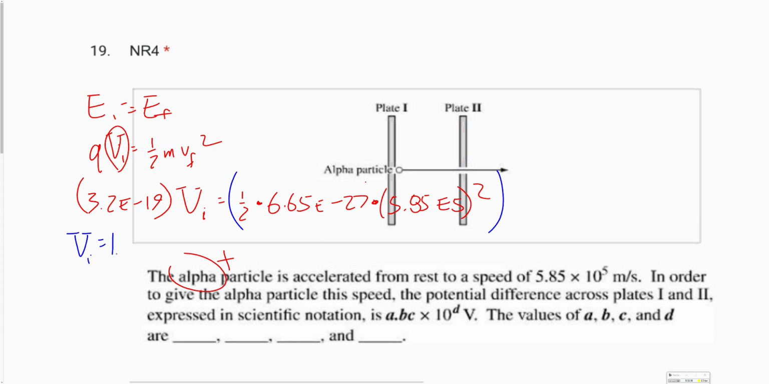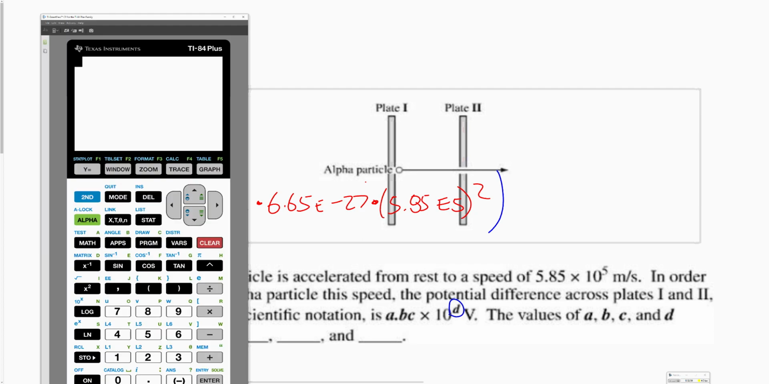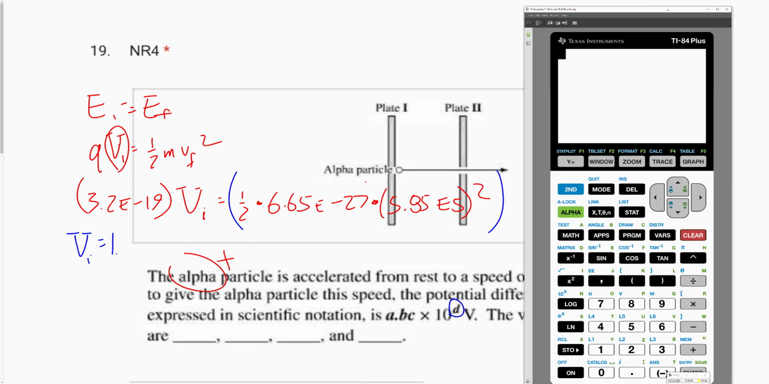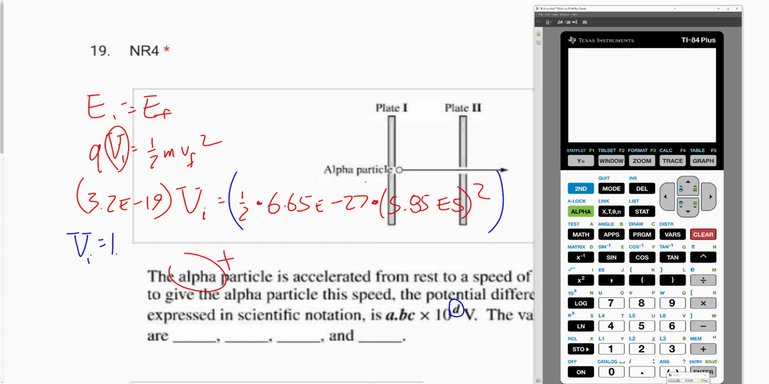I don't think so. I think it should be a 10 to the positive something, because look at the exponent here. It doesn't say 10 to the negative. A final answer should have a positive exponent. It tells us, right in the question, that we should have a positive exponent for my answer there. So let's calculate the right-hand side.